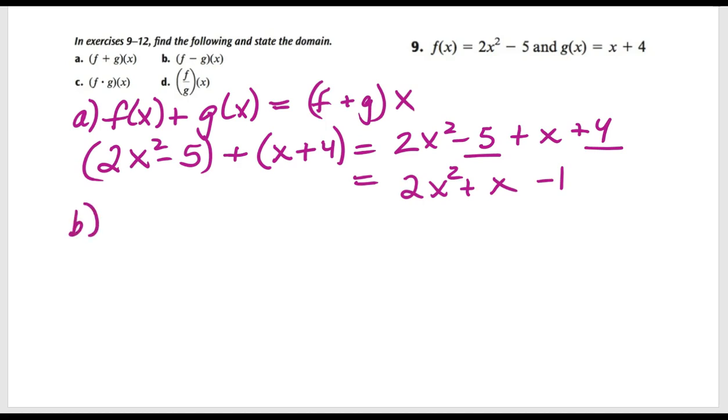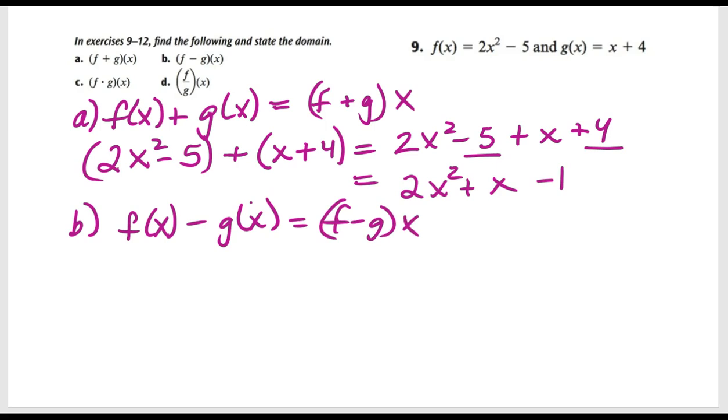Part B asks me to subtract the two functions. So we know that f minus g of x is the same thing as saying f of x minus g of x. Notice it's very important to keep them in the order they're listed in. So I'll write my f of x as 2x squared minus 5 and my g of x as x plus 4.